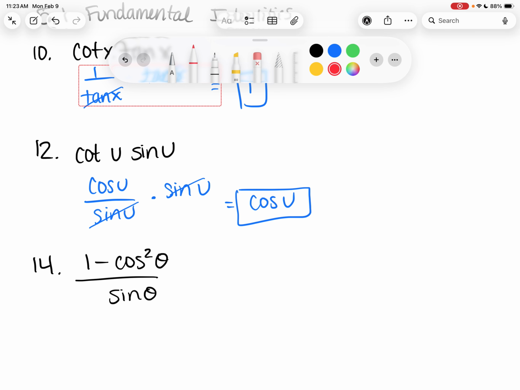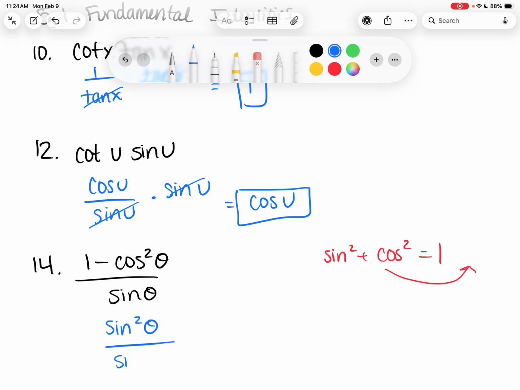Pythagorean identities. So the one that I notice with this one would be the one that says sine squared plus cosine squared, obviously of theta or whatever, equals 1. So if I subtract cosine squared over, that means that 1 minus cosine squared is equal to sine squared. So I can rewrite the top as sine squared of theta over sine of theta. Sine squared over sine reduces to sine, so the answer is just sine of theta.